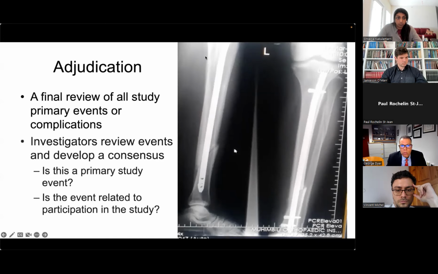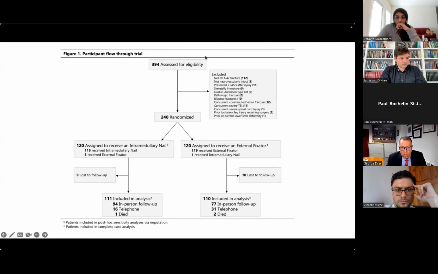Same goes with adverse outcomes, right? Those are also events of interest. They need to be reported to the Data Safety and Monitoring Board. They need to be potentially reported to the human subjects review committees at participating institutions. These fall within the purview of an adjudication committee.